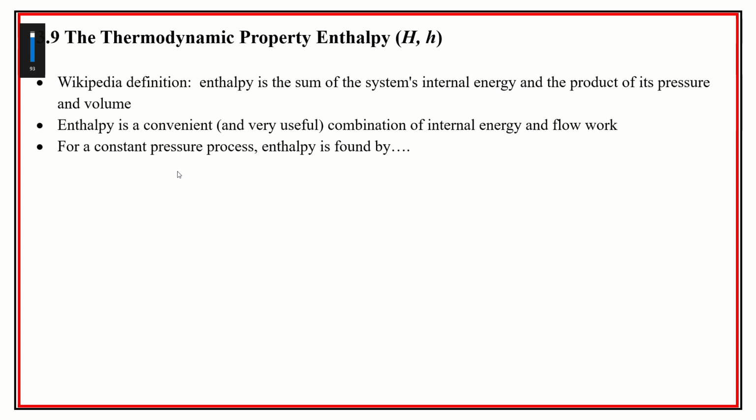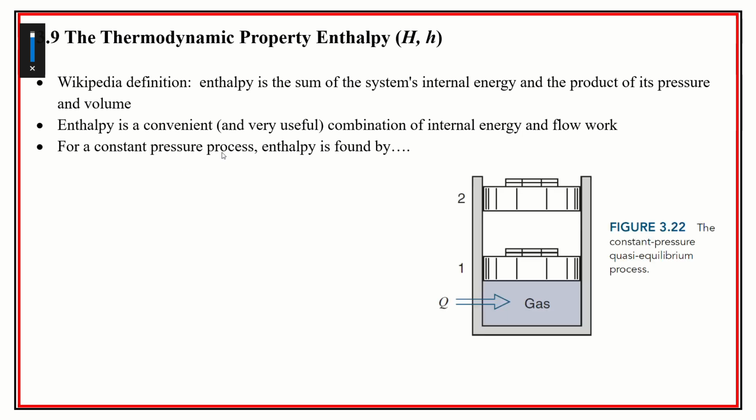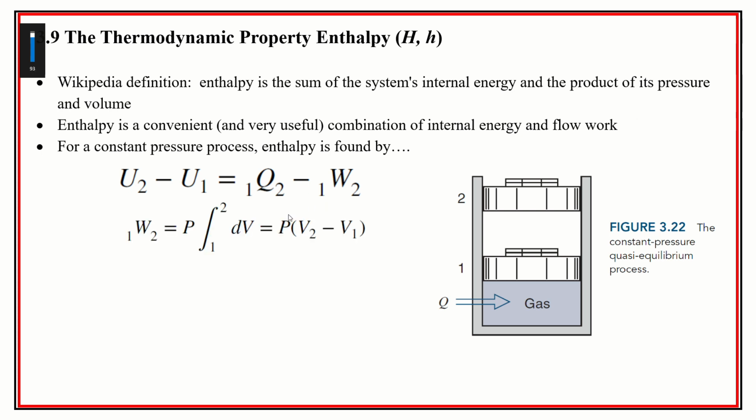So for a constant pressure process, like for instance where we have this piston and we put a known amount of weight on top of it, we have a constant force and a constant area, so we have a constant pressure. And so this is the constant pressure quasi-equilibrium process, and we're putting heat into a gas. We can write out this basic equation that we have been using. And then for the work side of things, and I like marking things up, so let's see if I can find the little pen.